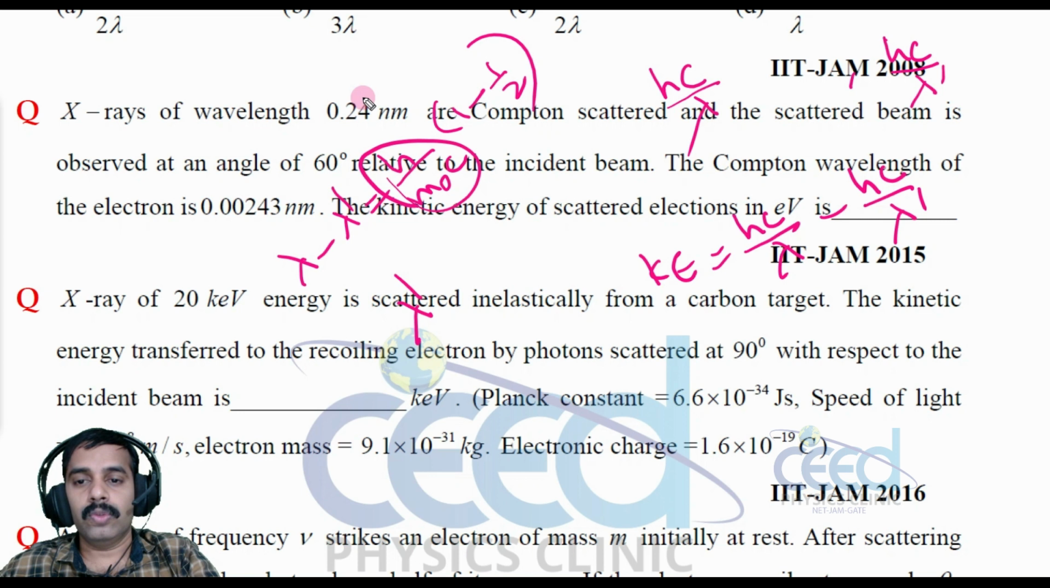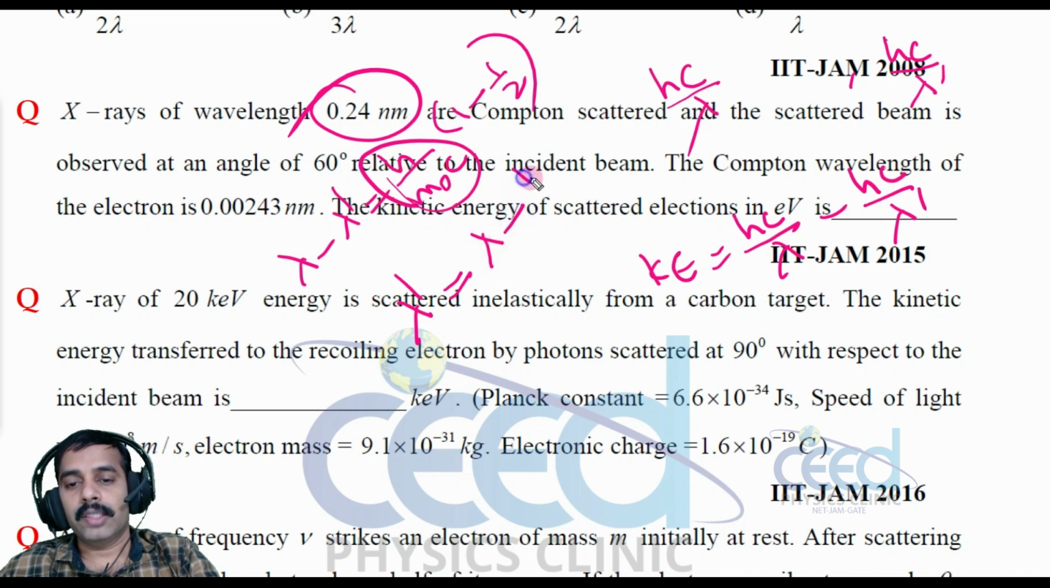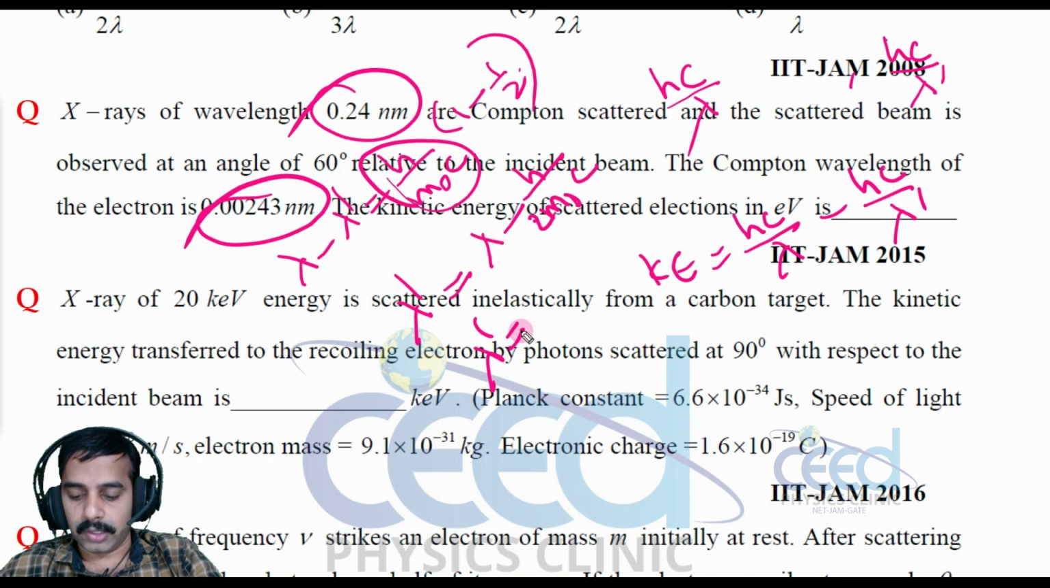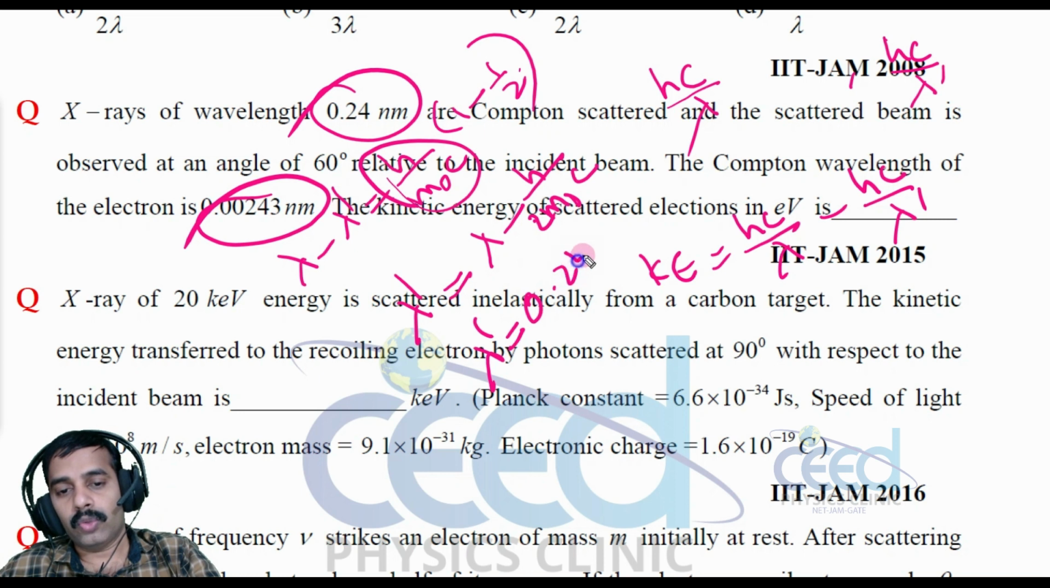Lambda is given, and lambda dash is equal to, this is 1 by 2. So when you solve this in terms of lambda, lambda dash is equal to lambda minus h by m0c, with a 2 here. Now h by m0c is given. Substitute the value, and finally you will get lambda dash equal to 0.2412 nanometer.